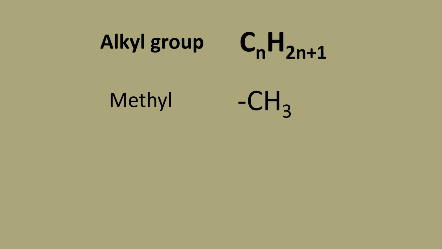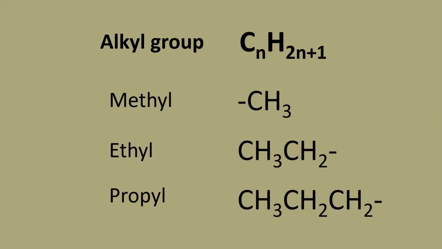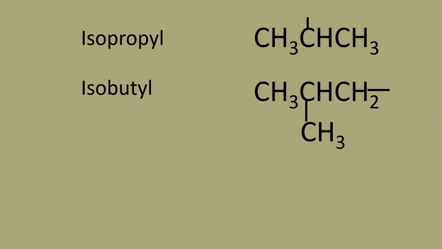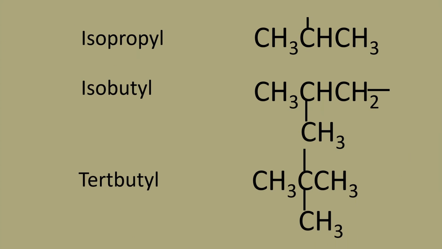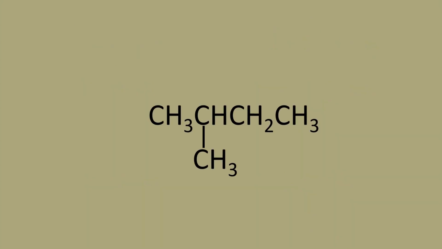For example, we have the alkyl groups with the general formula CnH2n+1. In other words, an alkyl group is an alkane with one hydrogen less. For example, we have the methyl group, which is methane with one hydrogen less. We have the ethyl, propyl, and so on. Isopropyl, isobutyl, tert-butyl. Let's try an example.